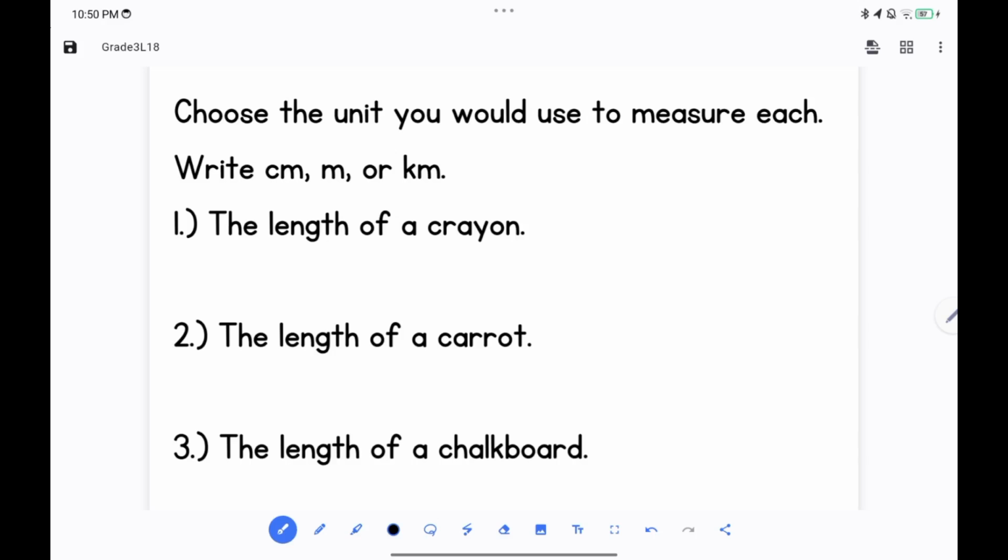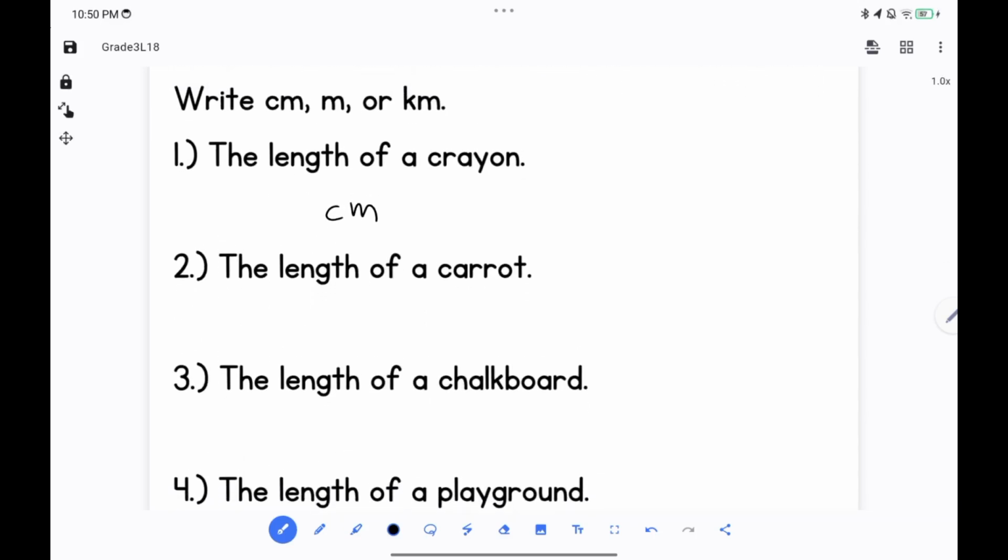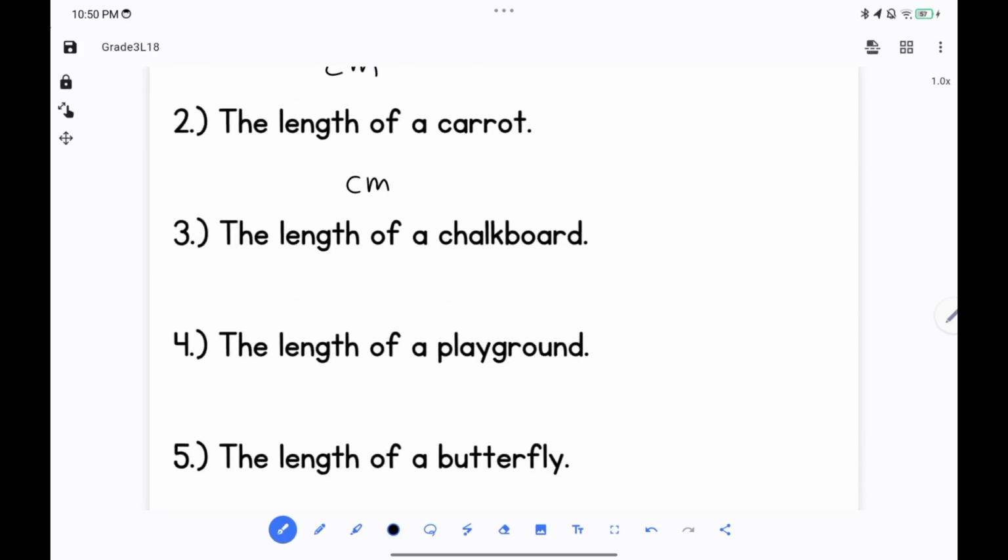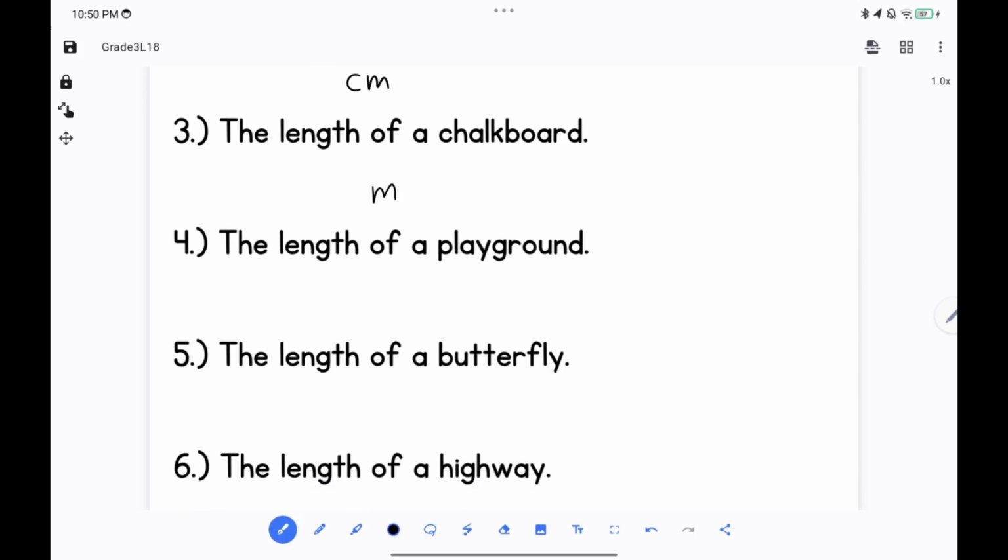So, the length of a crayon, you'd use centimeters, because a crayon is not that big. The length of a carrot, use centimeters, because it is not that big. Length of a chalkboard, that's kind of big, so we'd use meters. The length of a playground, we'd use maybe meters. I would use meters, but I guess you could also use kilometers.